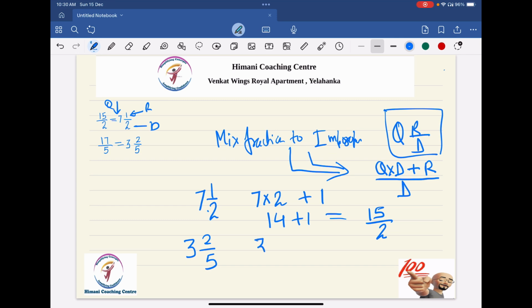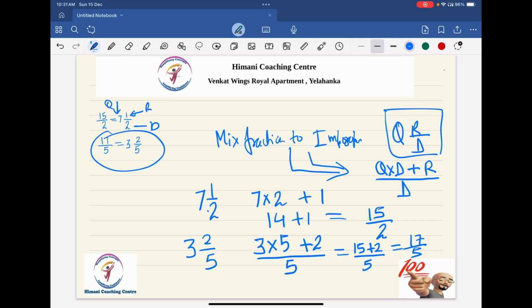Now let us do for 3, 2 by 5. So 3 is Q and divisor is 5 and remainder is 2, and we have to divide that by the divisor. Now 3 times 5 is 15 plus 2 by 5. Now 15 plus 2 is how much, kids? 17 over 5. So this is what we get. Okay. So keep in mind this formula.